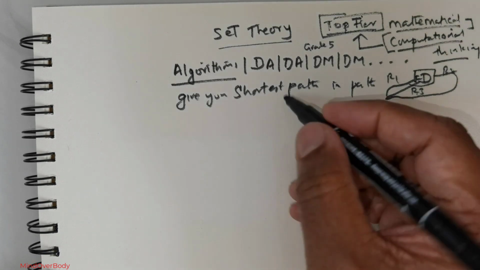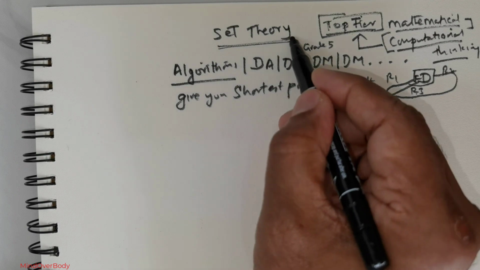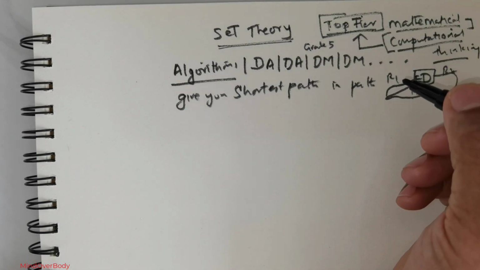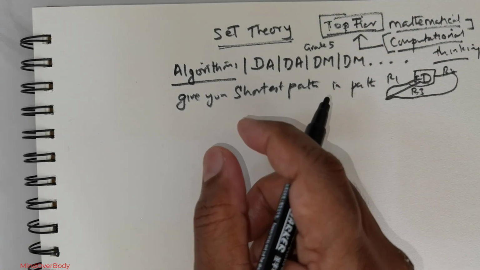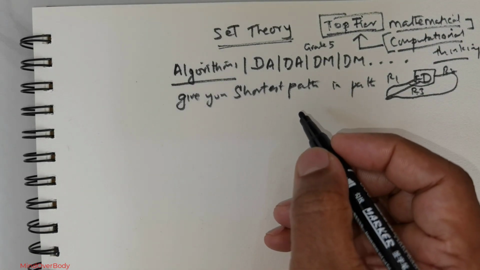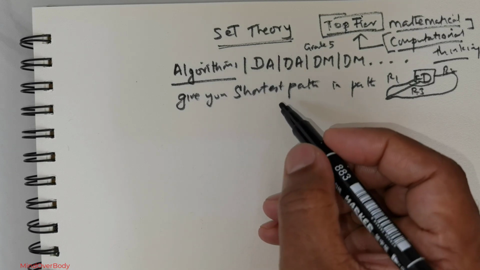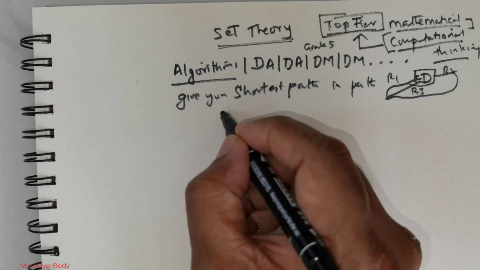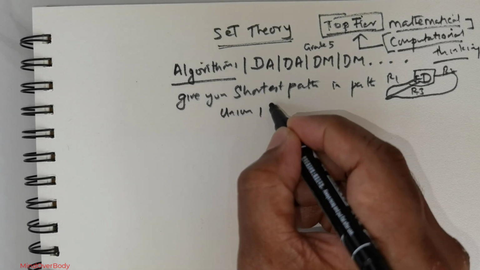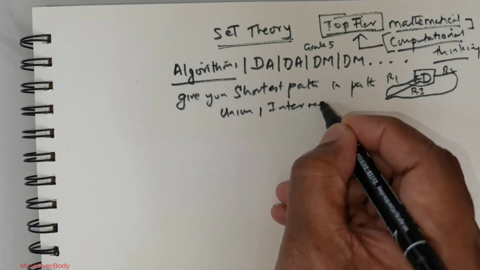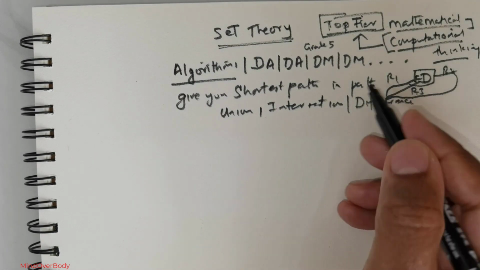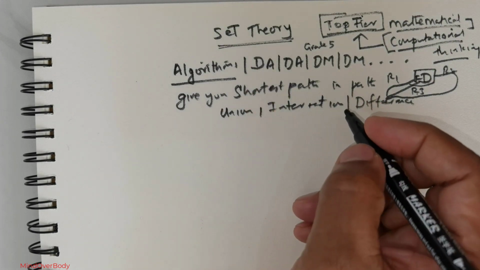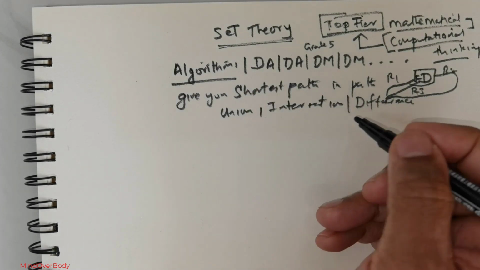To design this algorithm, I need to have a greater grasp of this concept called set theory. Now I'm talking about data manipulation, data analysis, data analytics, data mining, and so on. So where exactly is set theory employed? Now in set theory there are several operations, say for example, union, intersection, and difference.